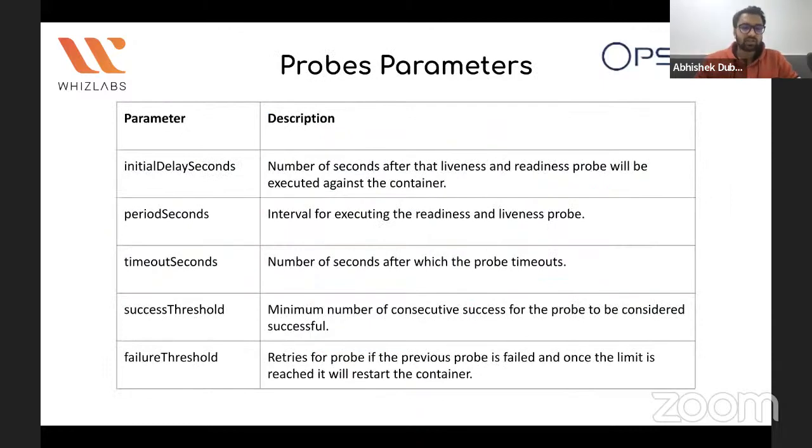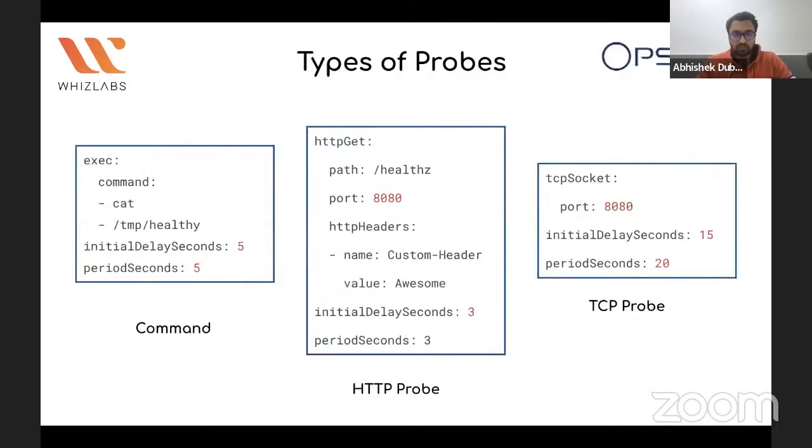Then we have a success threshold. Basically, let's suppose I'm making a connection to a probe, and for the first time it has been successful, but for the second time it has not been. So here we can define the success threshold as well. For example, let's suppose I have defined the success threshold as 5. What it will do is make 5 consecutive hits on my health port and check if all those 5 requests are successful. After that, it will pass that probe. Otherwise, it will fail that probe.